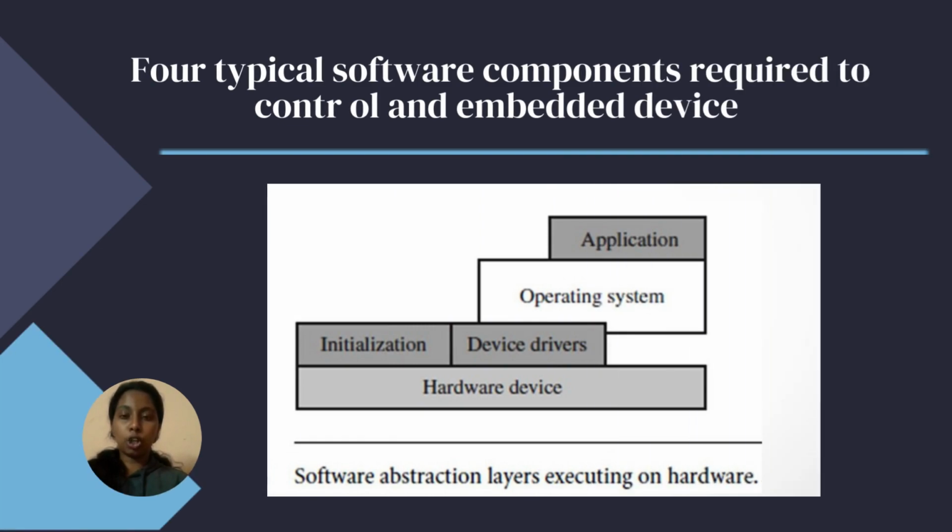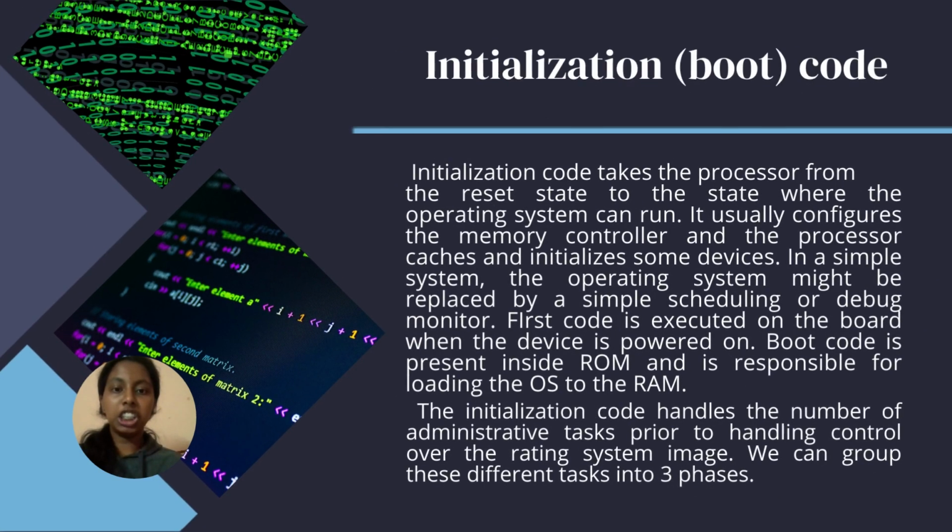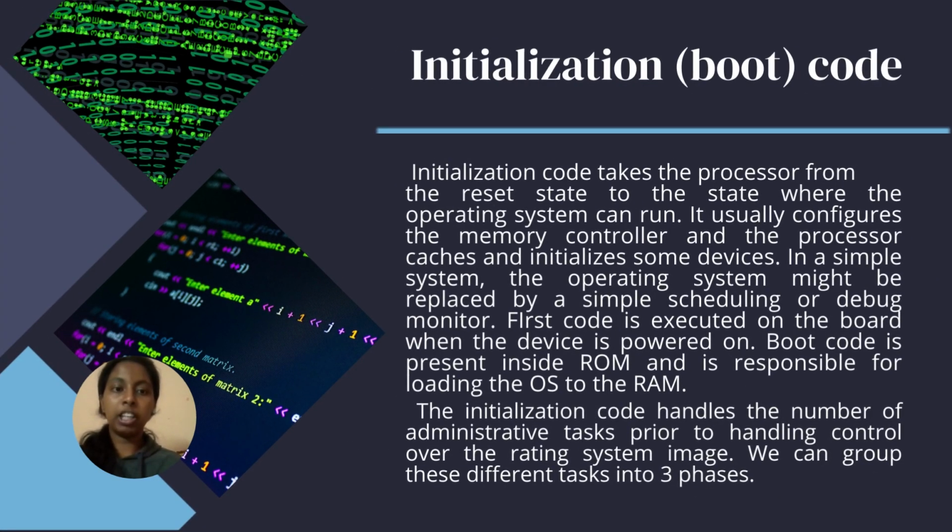The four main software abstraction layers on the hardware are initialization, device drivers, operating system, and application. The initialization code in an embedded system is responsible for taking the processor from the reset state to a state where the operating system or other software can run. It performs several essential tasks, including configuring the memory controllers, initializing the processor caches, and initializing various devices.